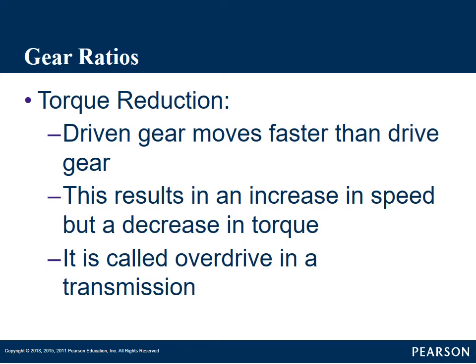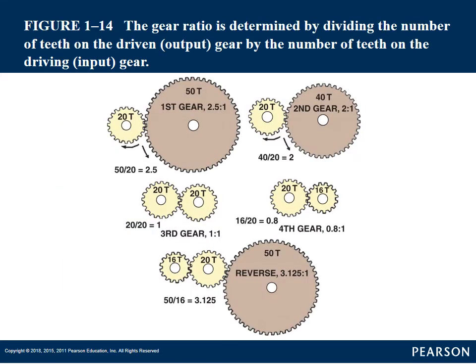The engine RPM will come down, and then we can get better fuel economy. That's why we have overdrive transmissions. Here's kind of a picture that describes it pretty well.